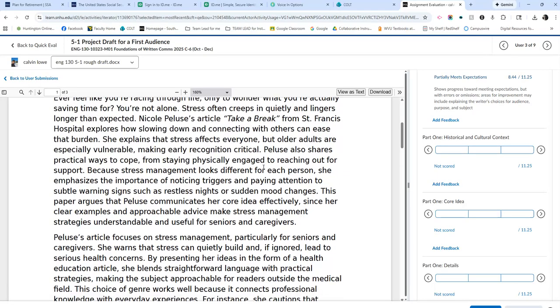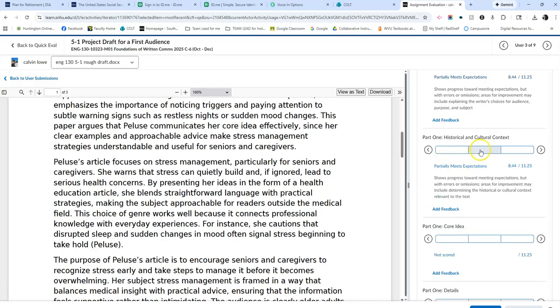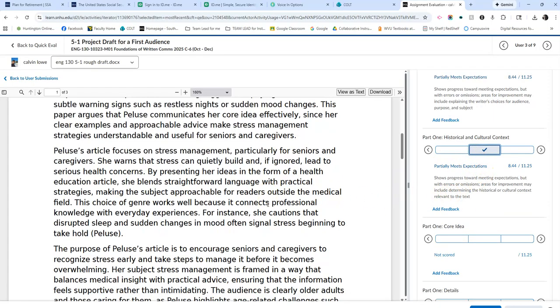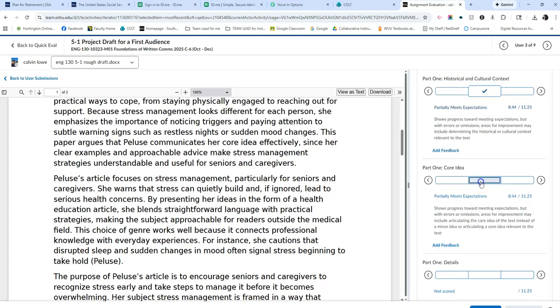All right. Historical and cultural context. I'm not seeing a clear reference to that. Your core idea. See, you don't have your core idea. You need to talk about what your core idea is. Your core idea is going to be your analysis of her article and why her article is either good or not so good for your second audience, your different audience, to apply, use, read, and consider. So you need to make sure that's clarified too.